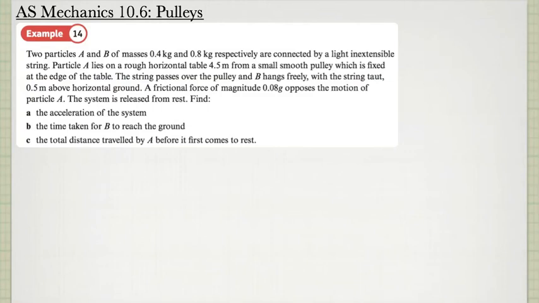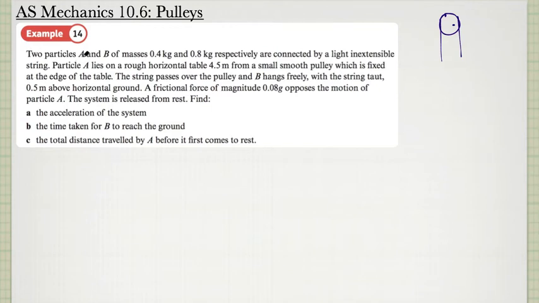Today's video is on pulleys, one of the most difficult sections of the AS mechanics course, particularly with examples like this, where instead of something hanging over a pulley, we've now got a pulley where something is on a table, so we're going to have to consider resolving in a horizontal and a vertical direction. As I go through this, I'm going to start drawing the parts of the diagram that are needed.